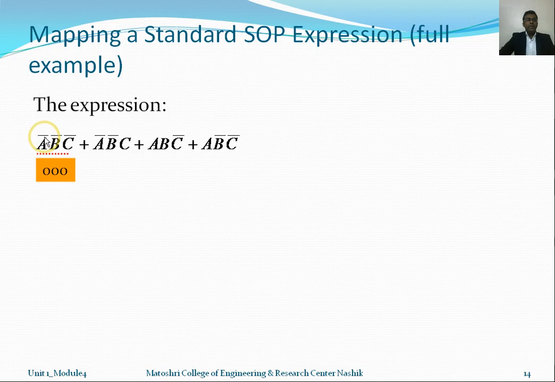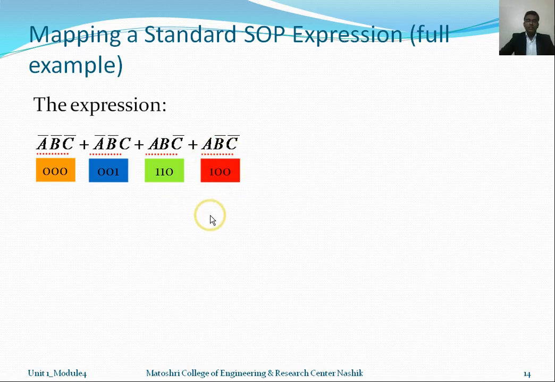So A complement or A bar is nothing but the value of 0, because we are studying SOP expression mapping. B complement is nothing but 0. C complement, the value of C is nothing but 0. Similarly, A complement, B complement, the value is 0, whereas C is without complement, so that's why the value of C is 1. In case of A, B and C bar, we are getting 1, 1, 0, and in case of A, B bar, C bar, we are getting 1, 0, 0.